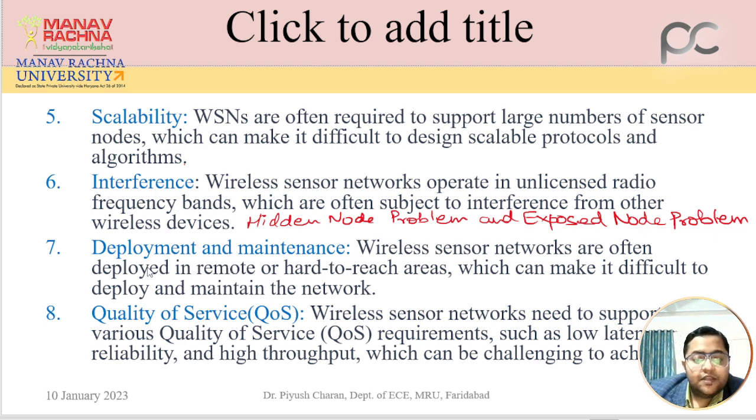And the seventh issue is the deployment and maintenance. Wireless sensor networks are often deployed in remote or hard to reach areas, which can make it difficult to deploy and maintain the network.